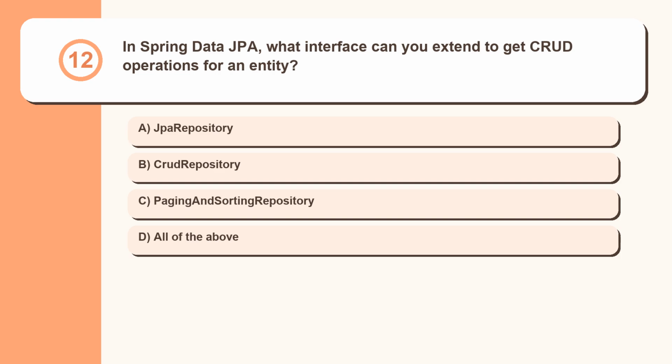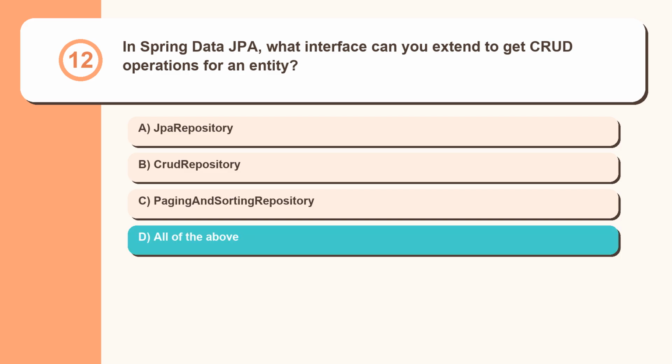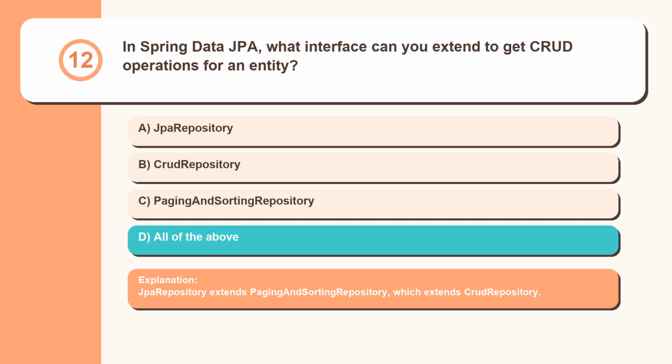Question 12. In Spring Data JPA, what interface can you extend to get CRUD operations for an entity? JpaRepository, CrudRepository, PagingAndSortingRepository, all of the above. JpaRepository extends PagingAndSortingRepository, which extends CrudRepository.